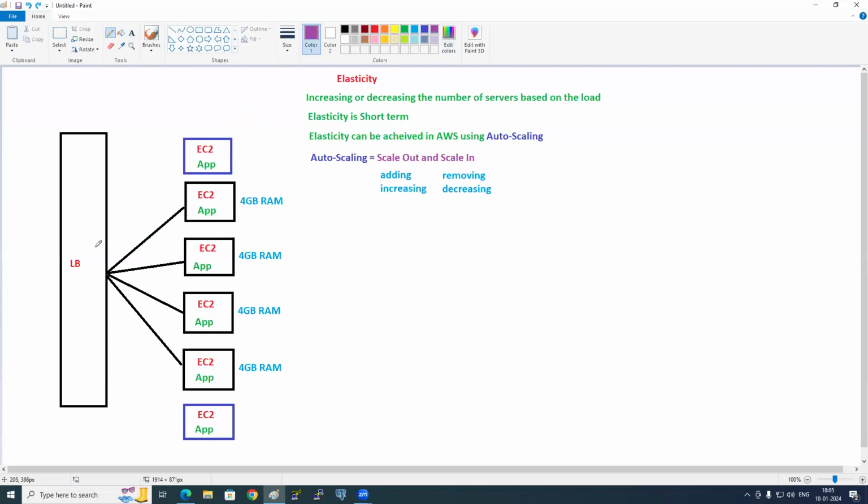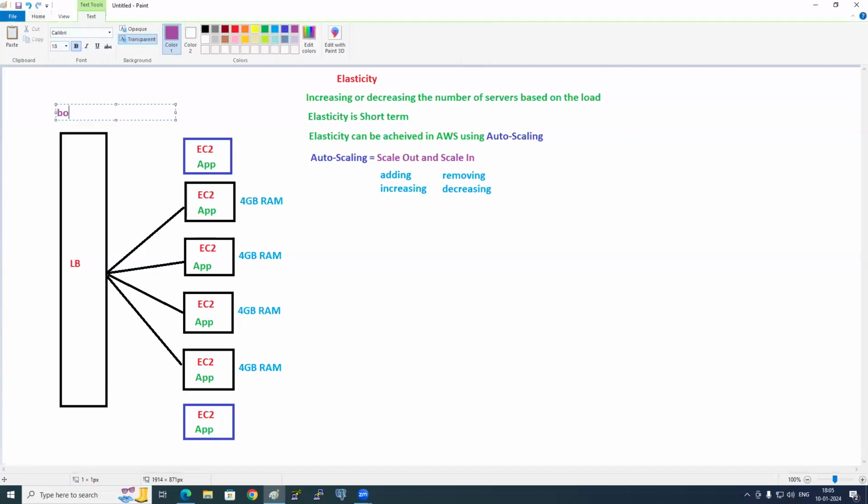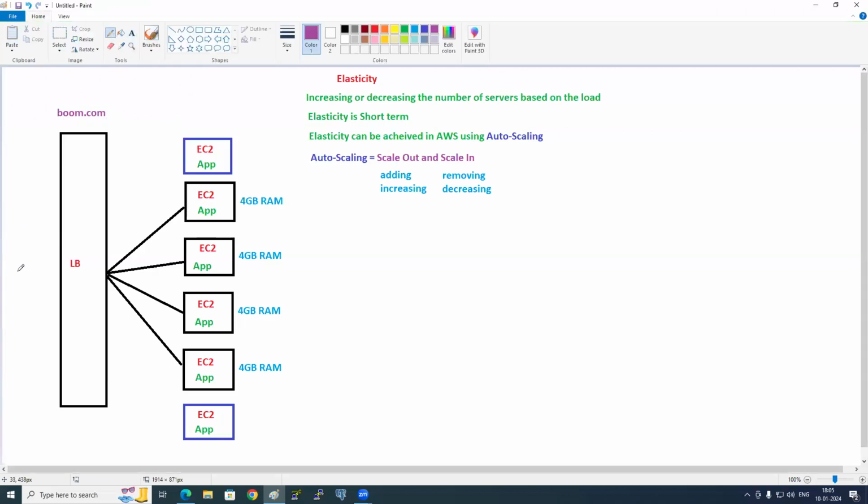So now, let's say Ankit started accessing it. What is our application? What is our website name? Boom.com, for example. An example website. So now Ankit started accessing boom.com. Let's assume this has 4 GB RAM. So Ankit started accessing it and the 4 GB RAM replied with good performance. Now Devraj started accessing boom.com and he went to the second machine, which has 32 GB RAM.